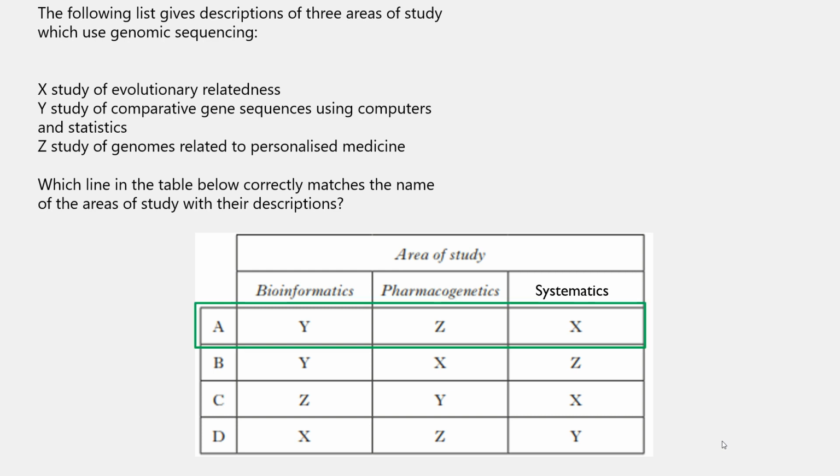So the answer is A. So Y, the study of comparative gene sequences using computer statistics. That's what we mean by bioinformatics. Okay. Z, the study of genomes related to personalised medicine. That would be pharmacogenetics, which is the discussion of another video. And X, the study of evolutionary relatedness. That's systematics, using those computer programs to compare the genetic sequences to establish how related different species are to each other. Hopefully, a fairly straightforward example of how this works.